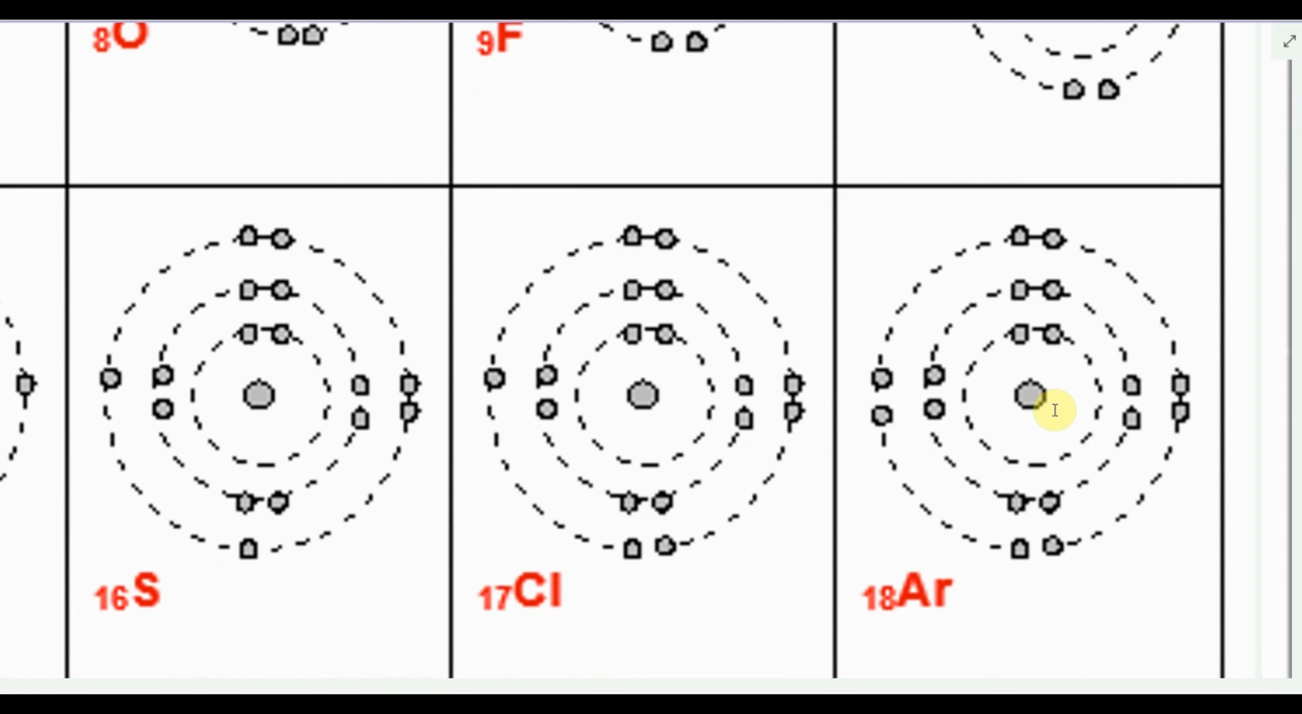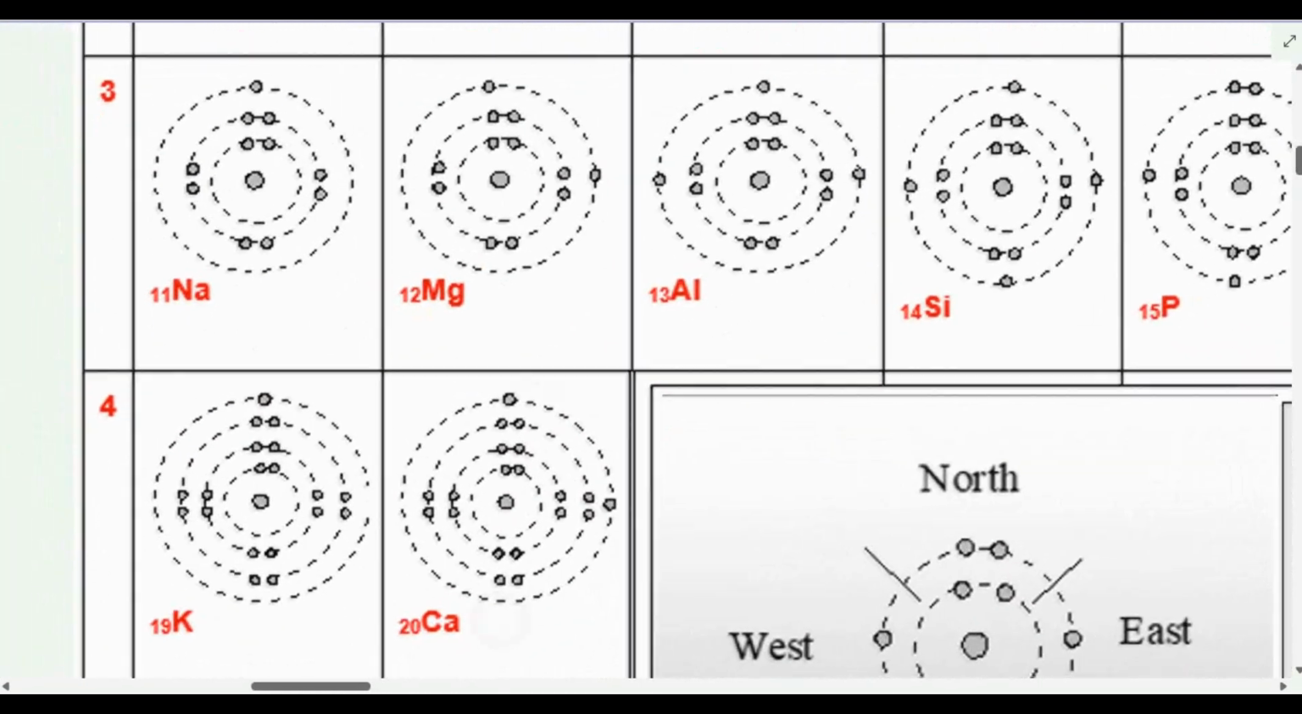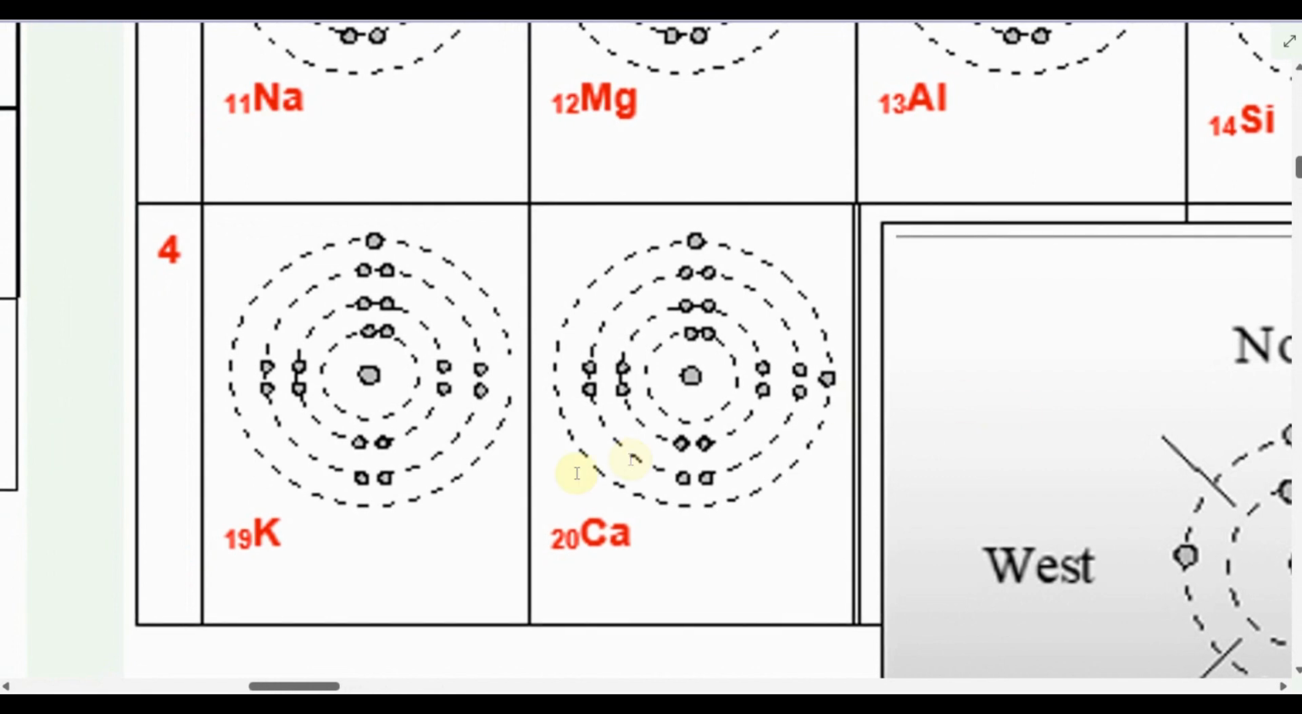It is one of the noble gases. So it turns out that when atoms have a full valence shell, they are stable and inert. We have 2 more atoms we can look at using this Bohr model. We can talk about potassium and calcium.